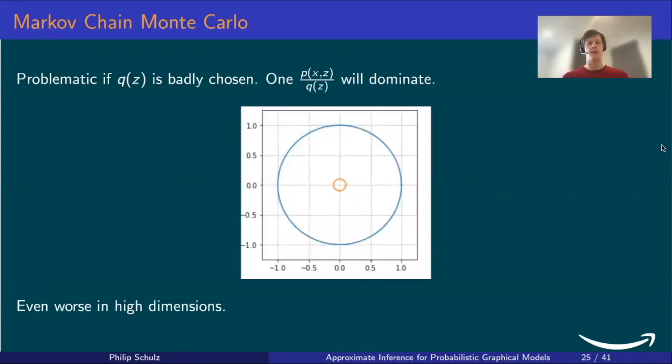Well, the problem is basically the following. Again, just as in variational inference, Q of Z might be badly chosen. And if that is the case, the weights will be very far apart. And in particular, one sample might dominate all the others simply because it has a high weight and all the others don't. So if we here assume that our target density, the posterior, would be the small orange circle, and our proposal density or reference density is the blue circle, then the following is going to happen. Most samples are not going to be anywhere close to the actual posterior, right? Meaning they'll receive very, very small weights.